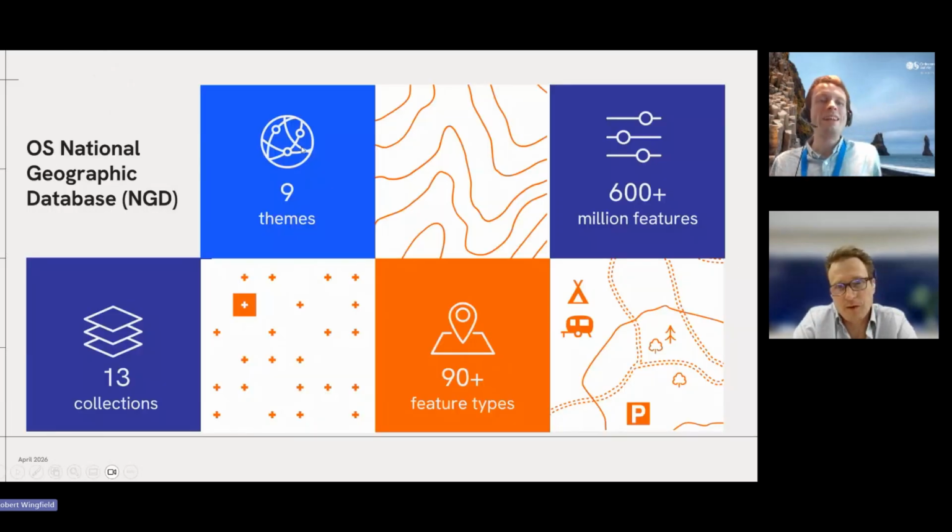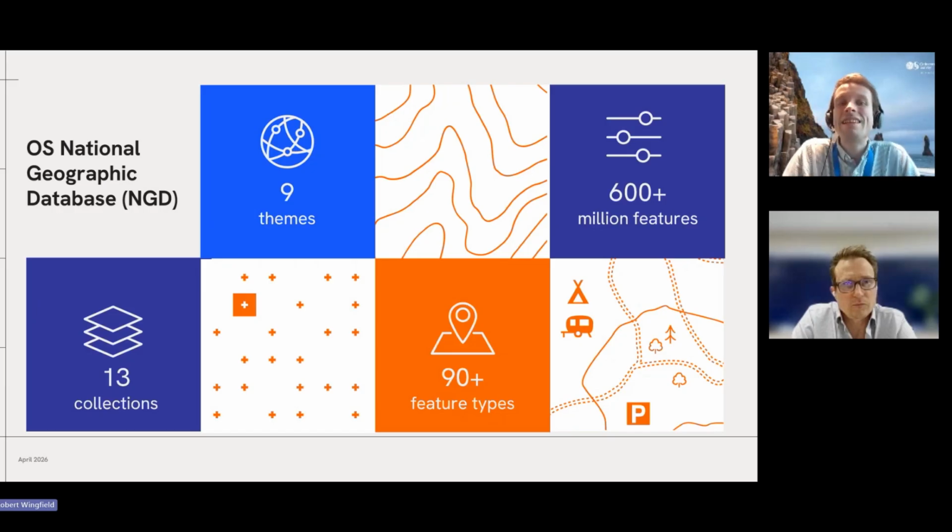So as I mentioned, what is the NGD? Well, as I say, it is an analytical ready database, and the way that it's structured is in 9 themes. So rather than taking a static product that you might have used previously, like the MasterMap Topography Layer, a static sort of base map, instead the NGD is designed to be analytical ready, and there's more of a plug and play mixture of themes and collections and feature types, and ultimately the features contained within those with regards to your specific use cases.